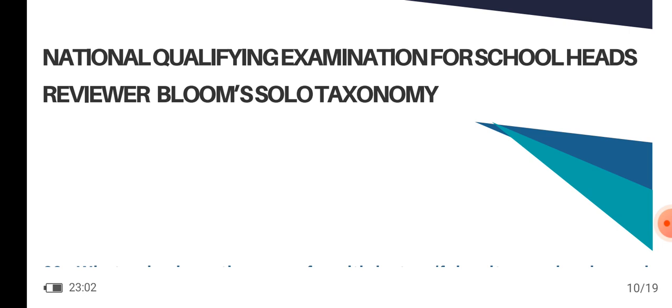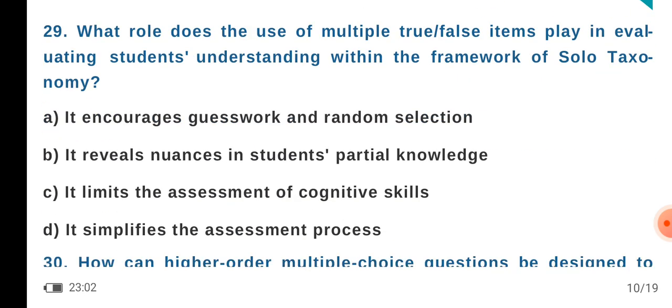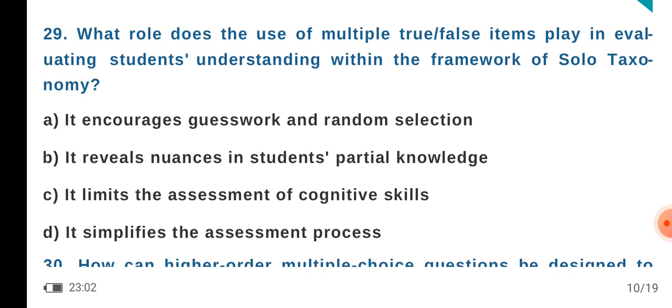National Qualifying Examination for School Heads Reviewer BLOOMS Solo Taxonomy number 29 questions. What role does the use of multiple true or false items play in evaluating students' understanding within the framework of solo taxonomy? Letter A, it encourages guesswork and random selection. Letter B, it reveals nuances in students' partial knowledge. Letter C, it limits the assessment of cognitive skills. Letter D, it simplifies the assessment process.